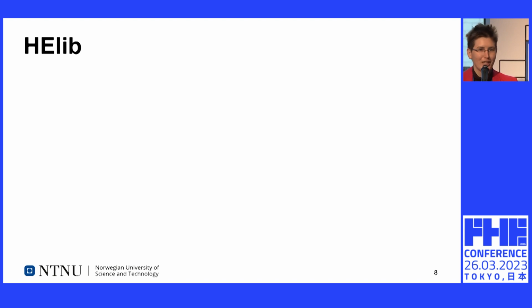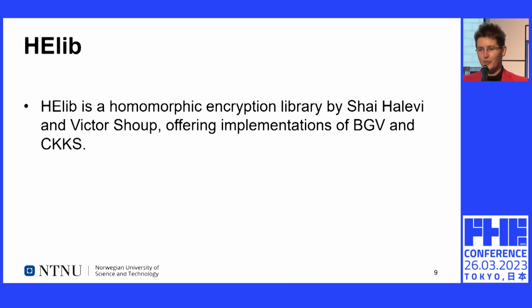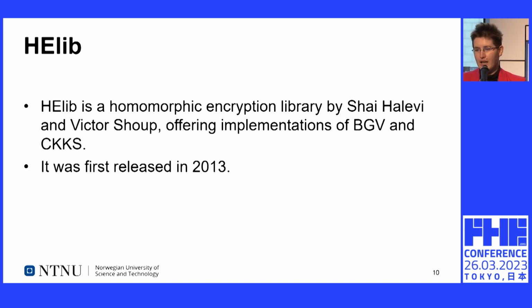Also, HElib is probably known to most people in the room, but since it's in the title, I thought it deserves its own little slide. So HElib is a homomorphic encryption library that was developed by Shai Halevi and Victor Shoup, and offers implementations of BGV and CKKS, including their bootstrapping. It was first released in 2013, which makes it, I think, the first library that implements homomorphic encryption schemes. And it is implemented in C++.